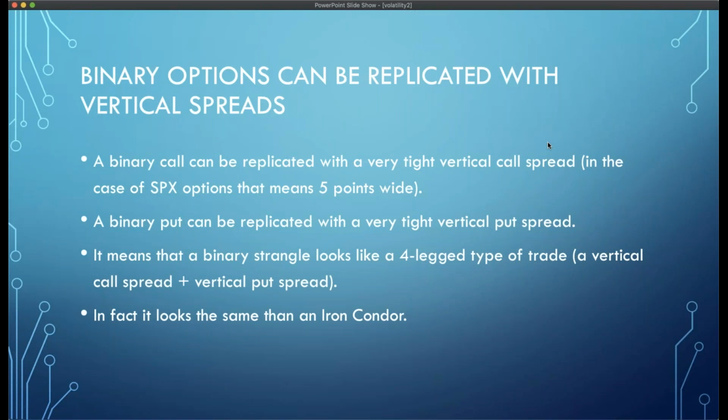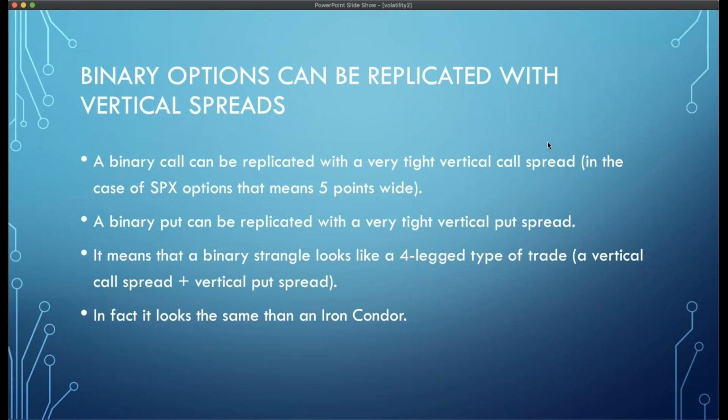The good thing about binary options, which are exotic options, is that they can be replicated with vertical spreads. And a vertical spread is a very common construction with vanilla options, and all of your brokers can execute vertical spreads. The only key to this replication is that the binary option is replicated only if the vertical spread is very tight. Okay, so a binary call can be replicated with a vertical call spread, and a binary put can be replicated with a vertical put spread.